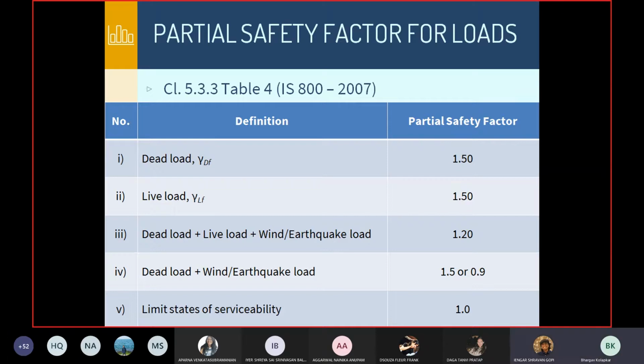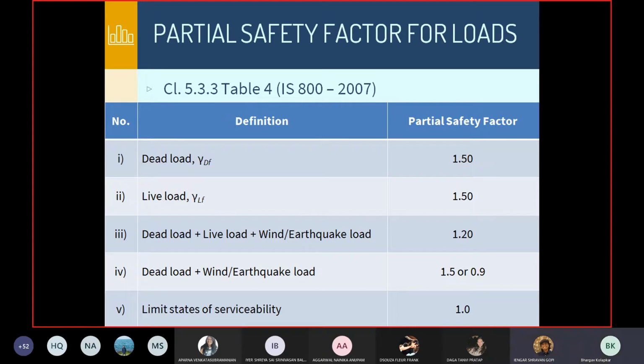But for example, let's take the third and fourth points. Do these numbers change depending on whether you're near a fault line or not? Because then the earthquake load depends, right? If you compare Mumbai and Uttarakhand, for example, there are two very different seismic factors, right?